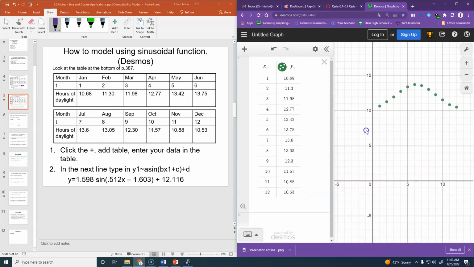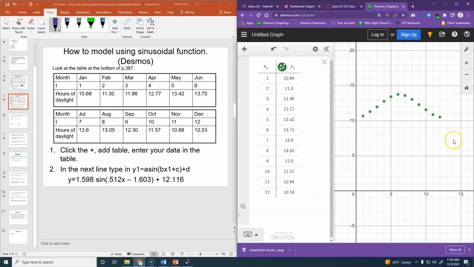The nice thing about Desmos is just how good of a graph you get, and it automatically pulls up for you. Yes. The plus sign up here in the corner, and then there's an option for table. Oh, I didn't see. Yeah.